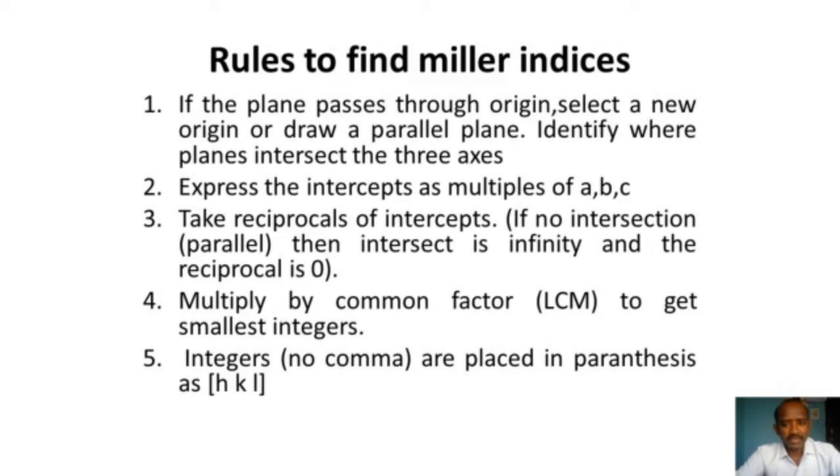Take the reciprocal of the intercepts, then multiply by the LCM to get the smallest numbers, and the integers are placed in a parenthesis or in a bracket.